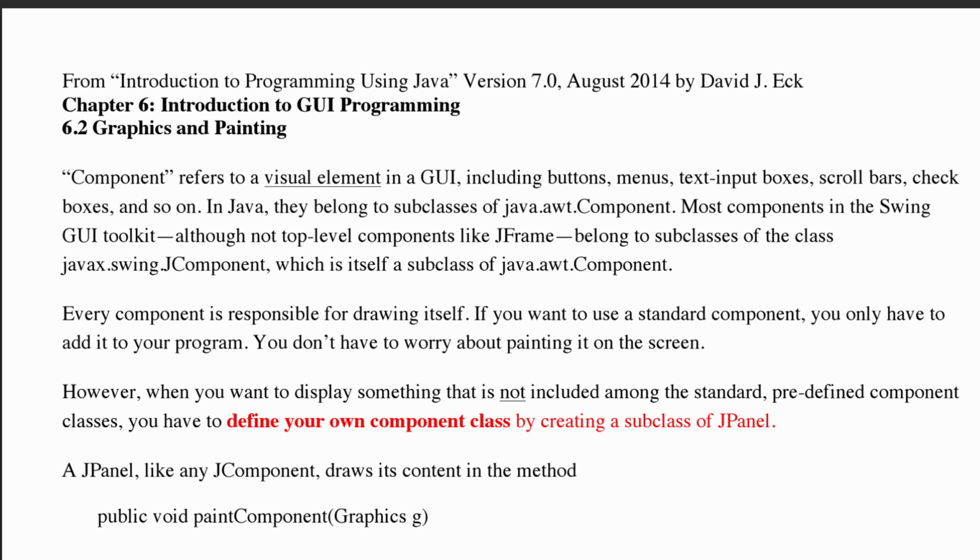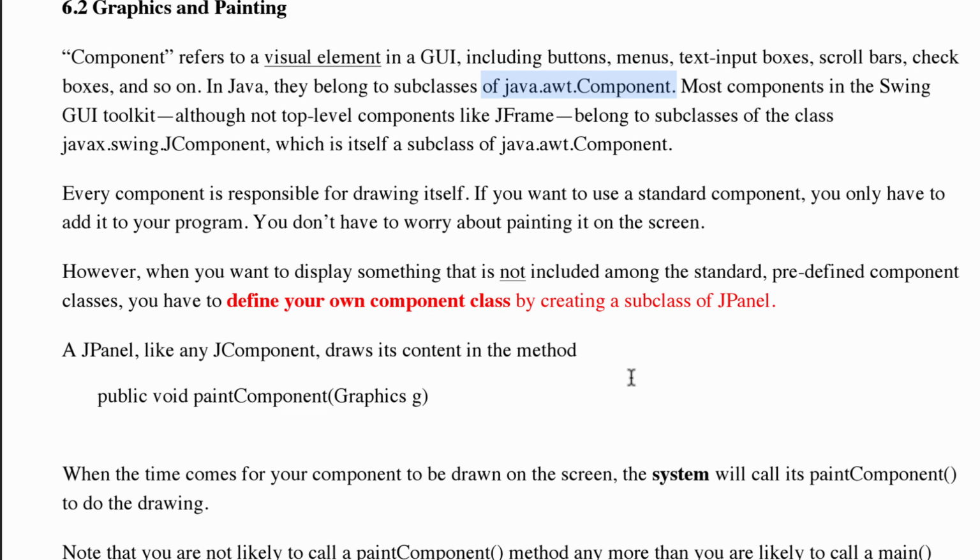I'm not going to go through it all, but basically today our main goal is to draw on a JPanel, and we're going to talk about graphics and painting. So any component is just a visual element, like I said: buttons, menus, boxes, sliders. They would all be a subclass of java.awt.Component. And every component knows how to draw itself, so most of the time, if you're just using a button, you don't have to worry about how to draw the button. It knows how to draw itself, sliders, everything like that.